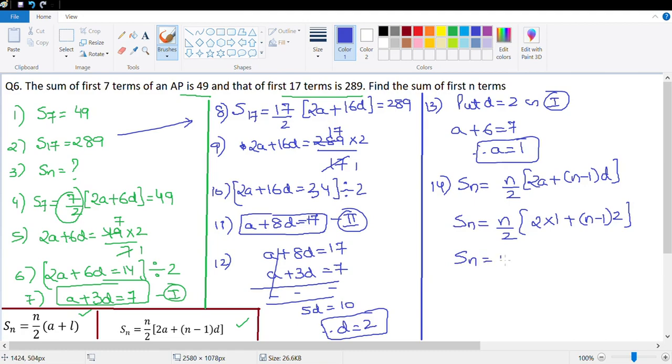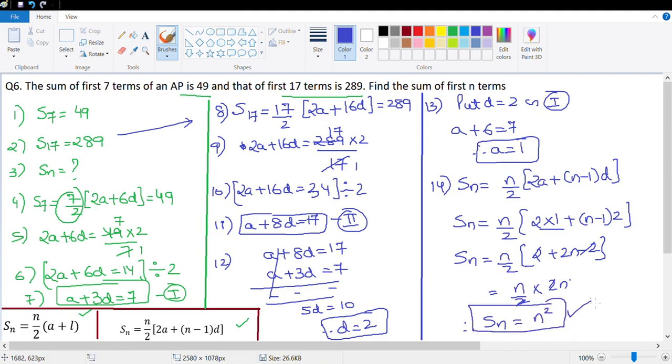Let's see if anything gets cancelled. This is 2 into 1 is 2. This is 2n and minus 2. Negative 2 plus 2 gets cancelled. We have n upon 2 into 2n. 2 and 2 get cancelled. Therefore, sum of n terms of this AP is equal to n square. Perfect. The sum of n terms of this AP is equal to n square. Interesting question. Let's look at the next question.